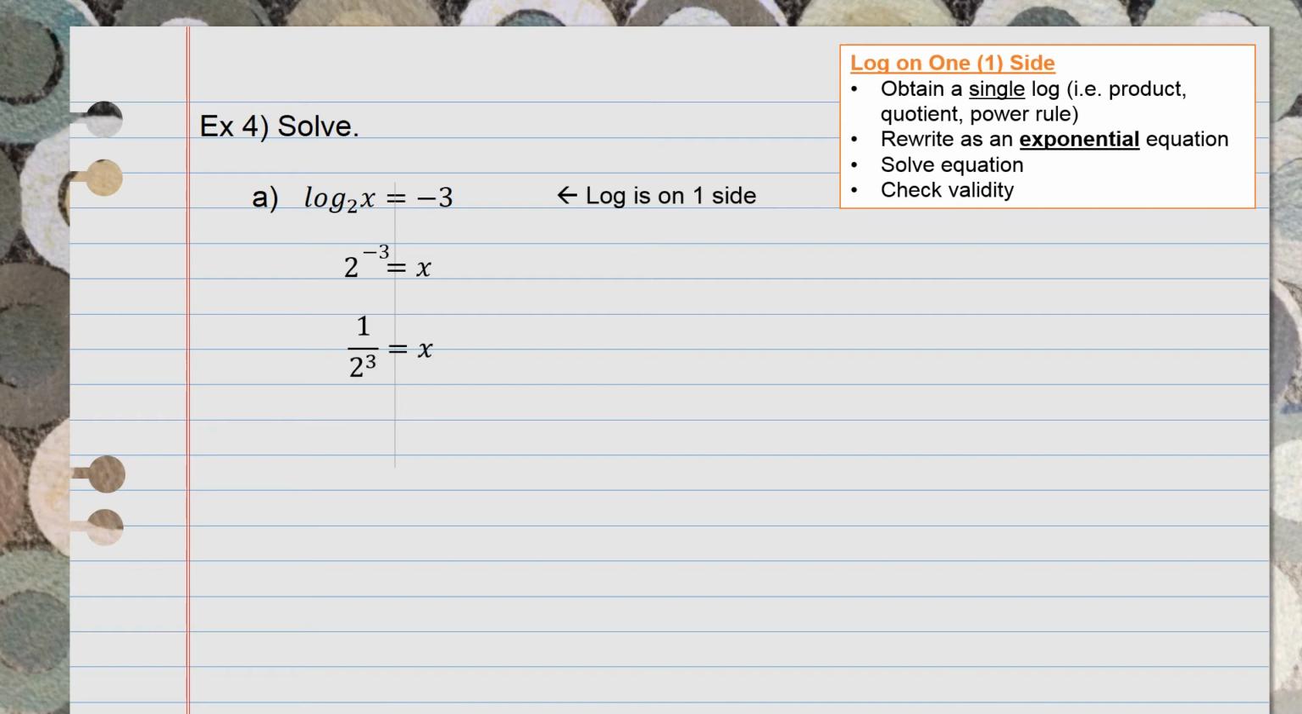So it becomes x equals 1 over 2 to the positive third. From here, notice 2 is in the denominator, and it will stay in the denominator, but we know 2 to the third power is 8. So in this case, x equals 1 over 8. So we have solved it, but before you draw a box around it, we have to check the validity.